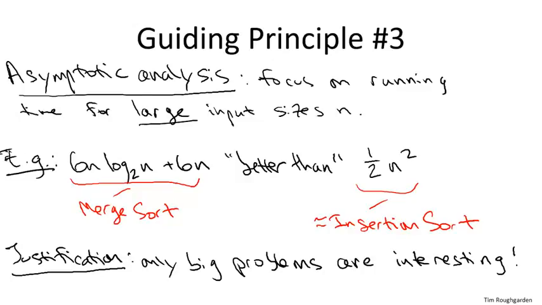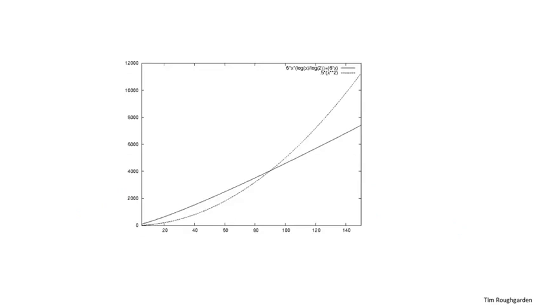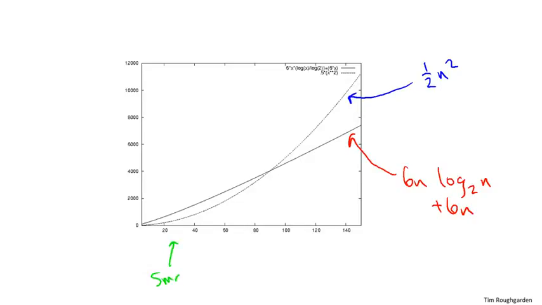So to drive this point home, let me show you a couple of graphs. What we're looking at here is a graph of two functions. The solid function is the upper bound that we proved on merge sort. So this is going to be 6n log base 2 of n plus 6n. And the dotted line is a rather generous estimate of the running time of insertion sort, namely 1/2 times n squared. And we see here in the graph exactly the behavior we discussed earlier, which is that for small n, down here, because 1/2 n squared has a smaller leading constant, it's actually a smaller function.